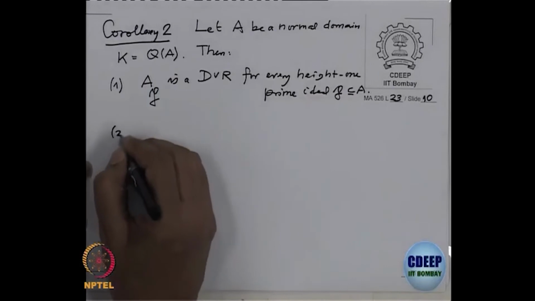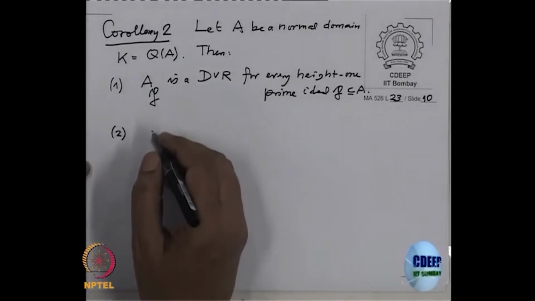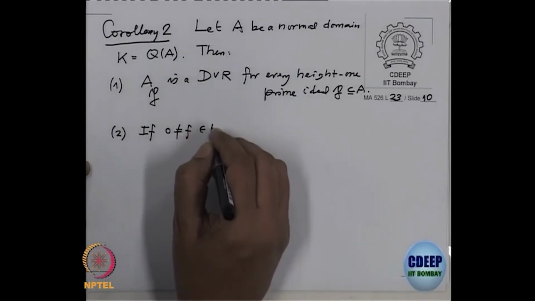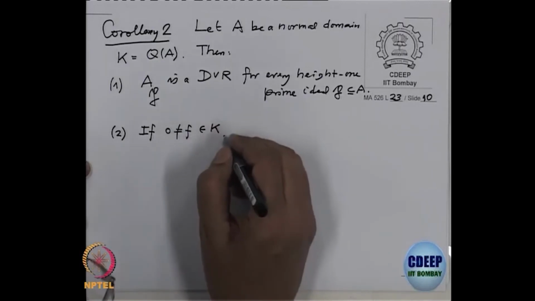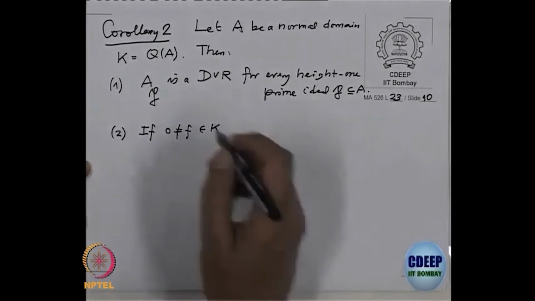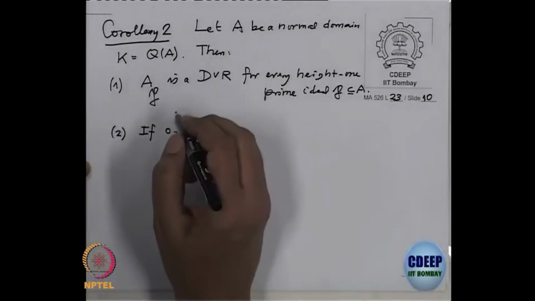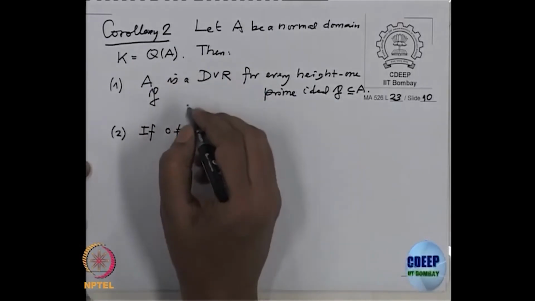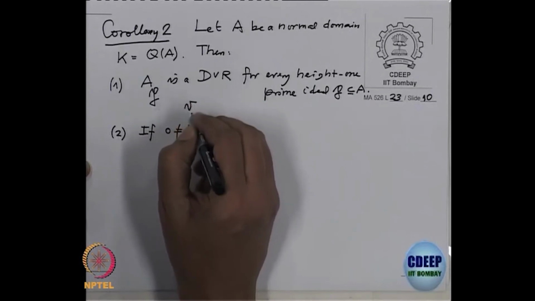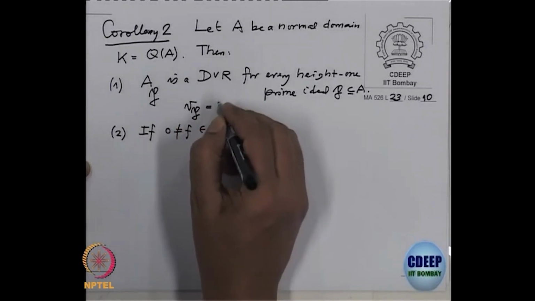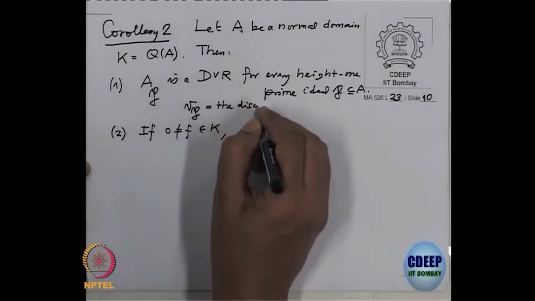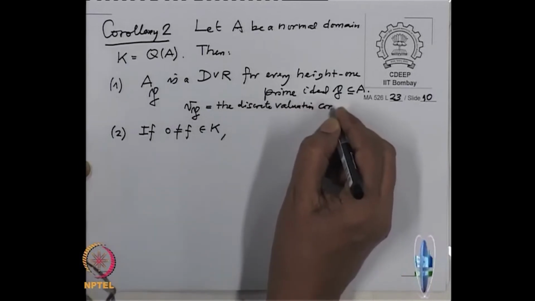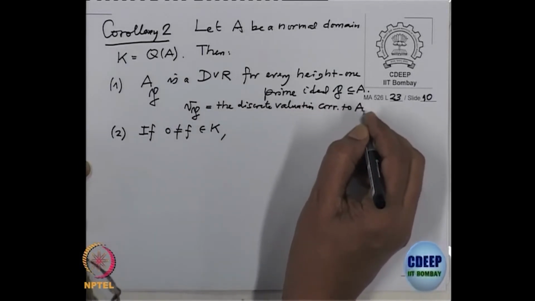Okay, second part. If I have a non-zero element in K, if 0 not equal to f is in K, the quotient field, then note here, I am going to use the notation which will come from 1. Once this is a DVR, then it will have a discrete valuation, and that discrete valuation is usually denoted by V suffix P. This is the discrete valuation corresponding to this AP.